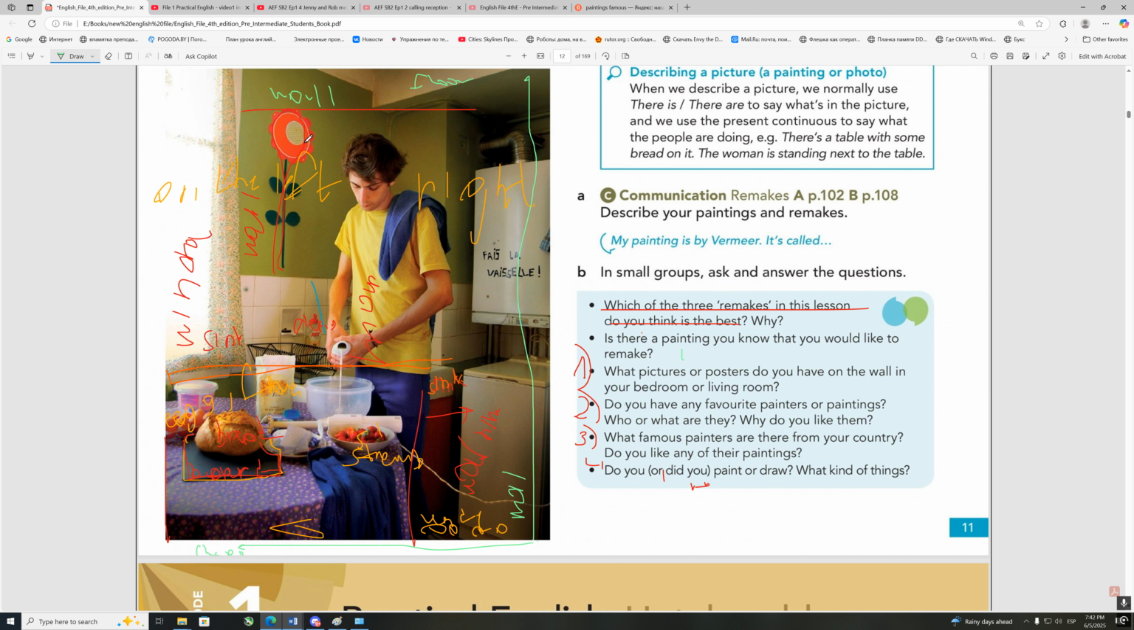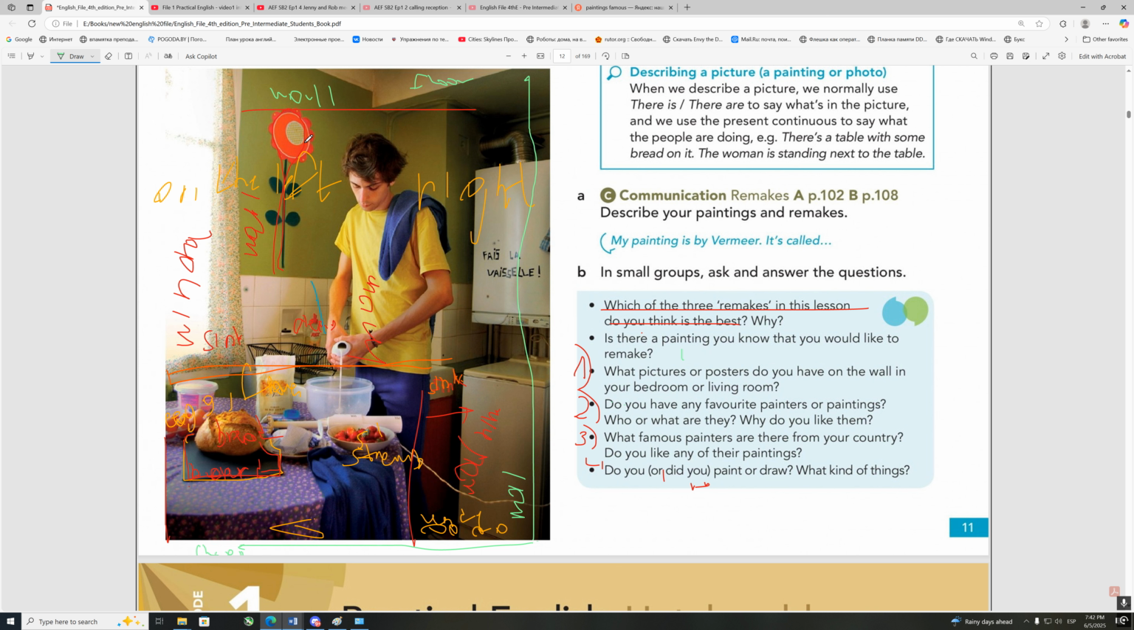Marc Chagall, yeah. Malevich. Remember Malevich. Malevich is also from Belarus. Do you know his Black Square? Yeah, his famous painting is Black Square.